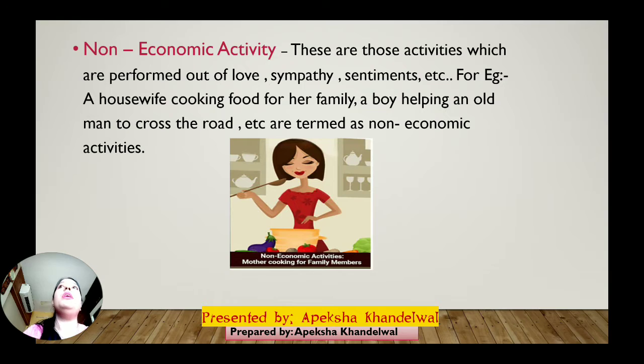Non-economic activity means all such activities which are not done on the basis of earning monetary value in return. In fact, they are being done with the motive of love, compassion, sympathy, sentiments, etc.